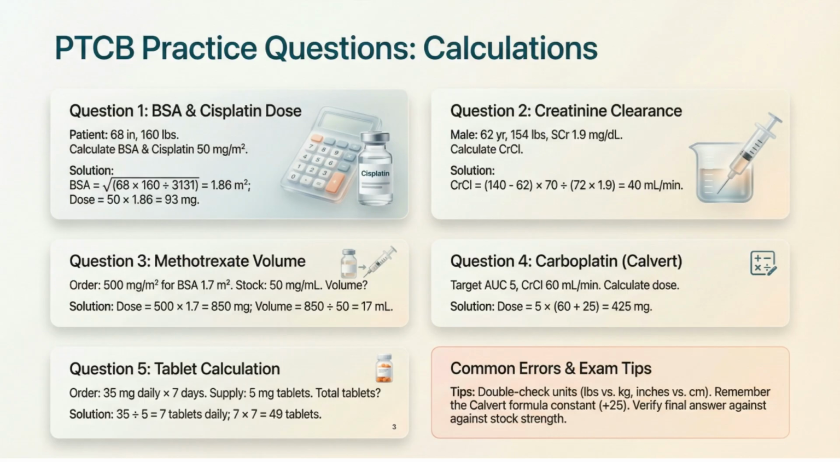Here are common PTCE calculations. Be prepared for body surface area or BSA and dose calculations, creatinine clearance, drug volume calculations, and carboplatin dosing using the Calvert formula. Always double-check units and remember common constants for the exam.